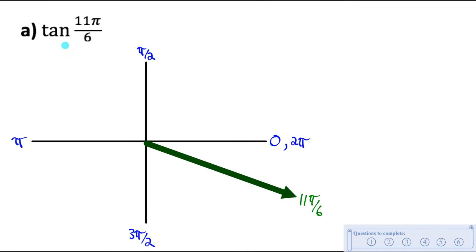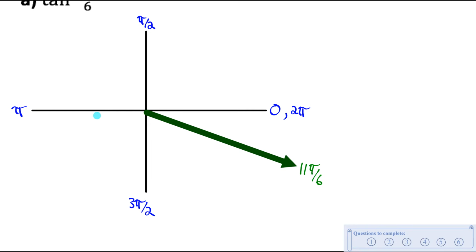And now if I want the tan ratio for 11 pi over 6, what I can do is use its reference angle to help me figure out what that ratio is. So what's the reference angle for 11 pi over 6? Remember, the reference angle is always the angle between the terminal arm and the closest x-axis, so it would be the angle in here. And we always call that angle beta. So beta is going to represent our reference angle.